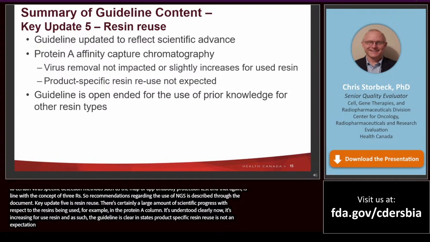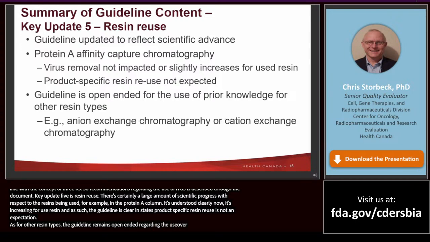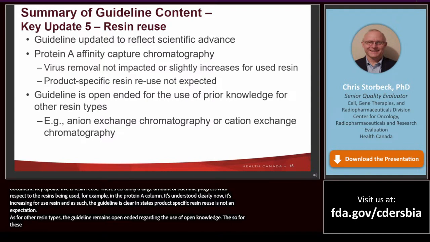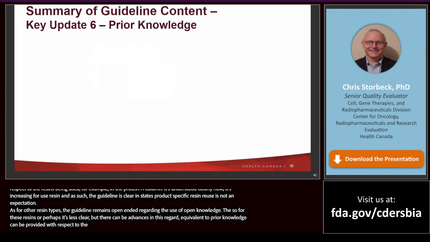As for other resin types, the guideline remains open-ended regarding the use of prior knowledge. For example, the anion exchange chromatography or the cation exchange chromatography. And so for these resins, it's perhaps a little less clear, but there may be some advances in this regard. Equivalent prior knowledge should be provided in place of product-specific viral clearance studies.